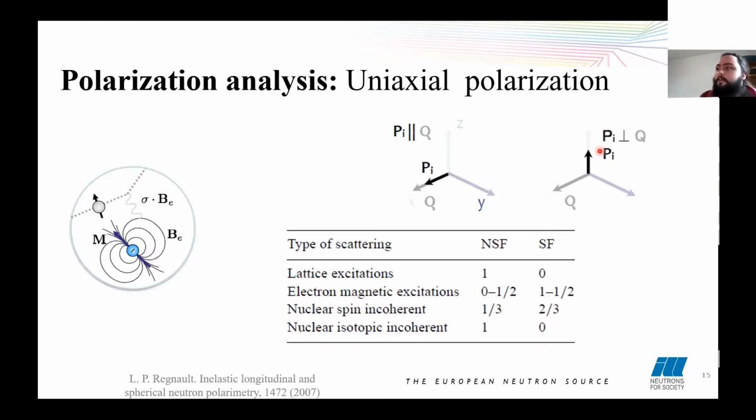The most basic type of polarization analysis that we can do is uniaxial polarization analysis, in which, as you might remember, we only measure the polarization before and after scattering along a single direction, along a single axis. And you might remember that the non-spin flip scattering always contains the nuclear part, while the spin flip only contains the magnetism. And this is true, but there are also extra components that we need to consider. First of all, the isotope incoherence. Now we also need to consider that, but that is always in the non-spin flip.